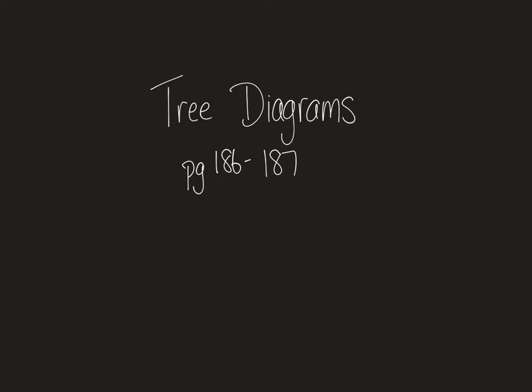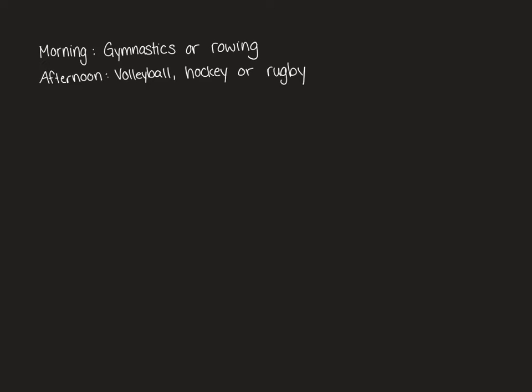Today's lesson is on tree diagrams, and it covers pages 186 to 187. Tree diagrams are a way of showing all the possible outcomes from a specific event. Tree diagrams are useful when you have more than one choice that happens during an event.